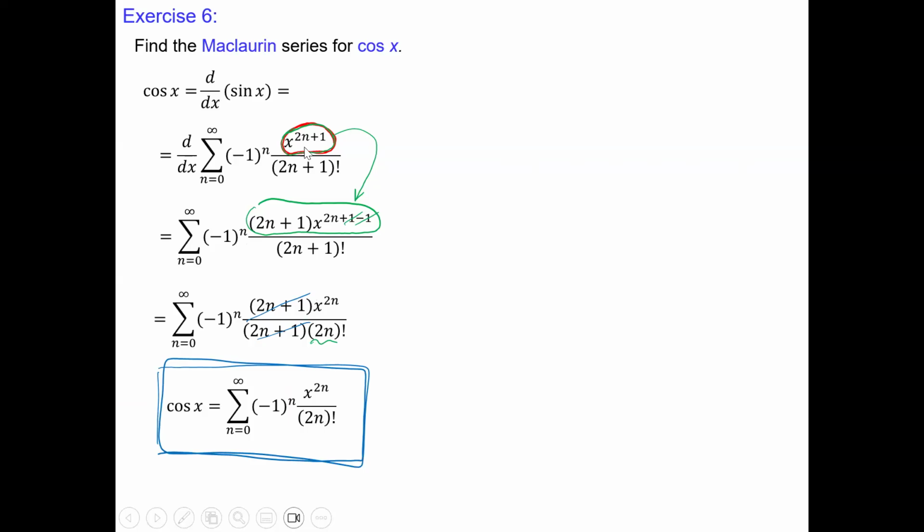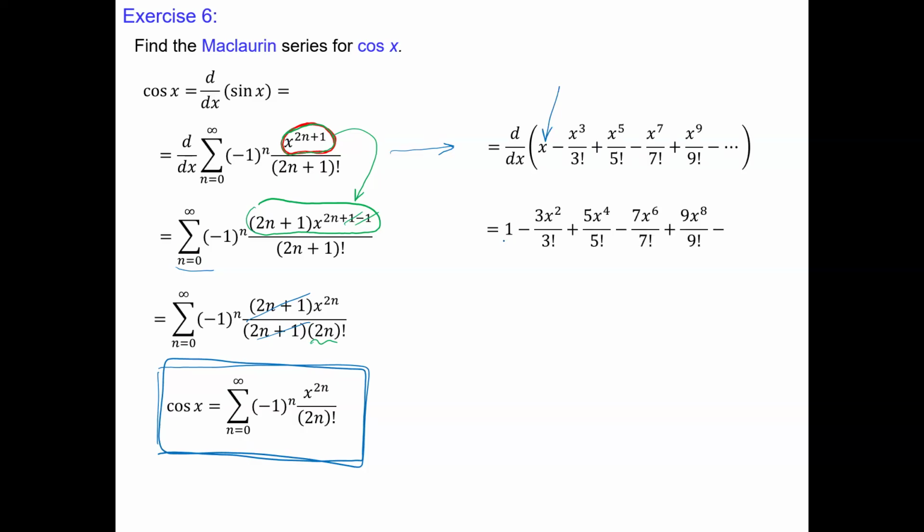Also, one thing: when we take the derivative, we usually lose one term because the derivative of the constant is 0, so we're supposed to start with 1. But let's actually check. This is the expanded form. When we expand sine of x, we may notice the first term is not constant, so we're not losing anything. This is fine. We will start from 0 because the derivative of x is 1.